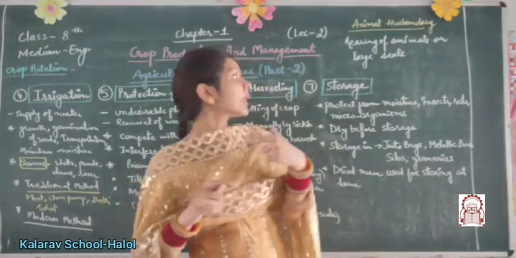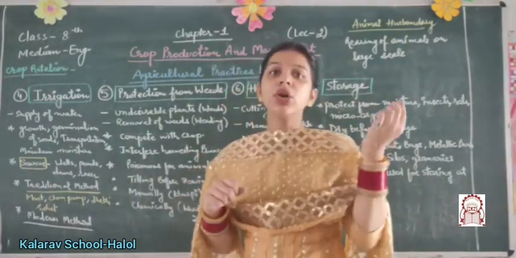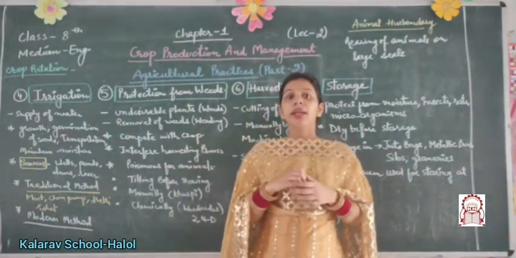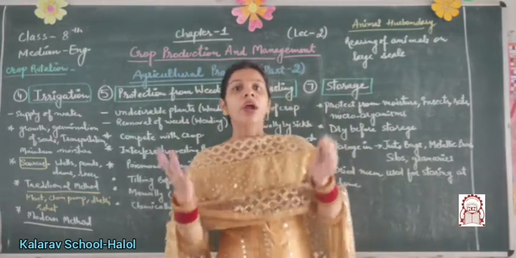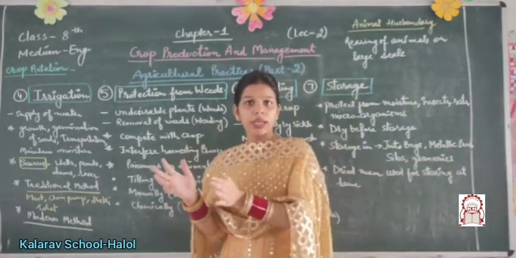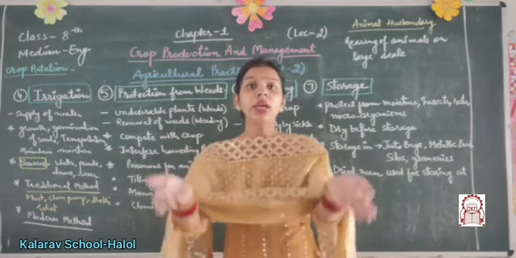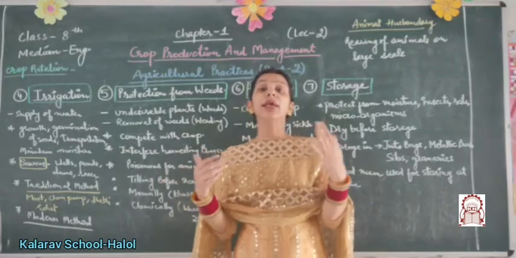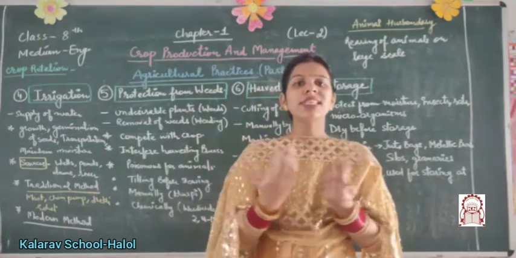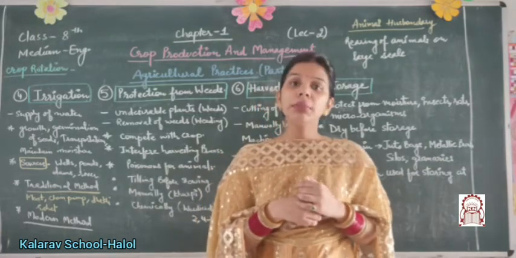So the next small topic is animal husbandry, that is rearing of animals on a large scale by providing food and shelter to animals. Rearing of animals means we place a large number of animals in a field where we give them shelter and food, and in return we get dairy products, milk, cream, butter from those animals. So this process of rearing animals on such a large scale is called animal husbandry.